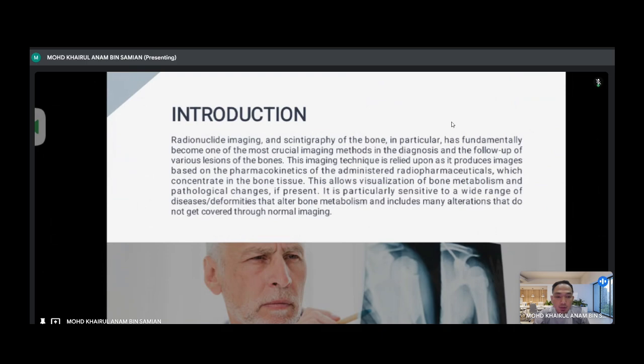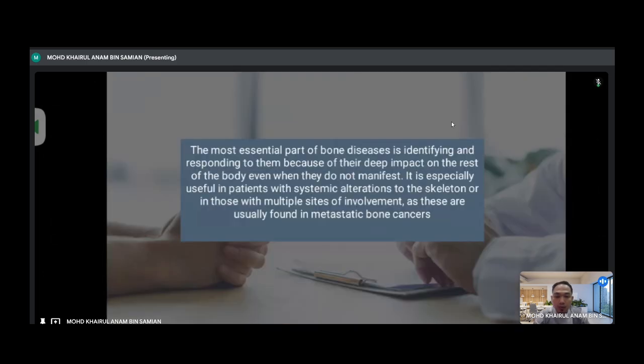It is particularly sensitive to a wide range of diseases or deformities that alter bone metabolism and includes many alterations that do not get covered through normal imaging. The most essential part of bone disease is identifying and responding to them because of their deep impact on the rest of the body, even when they do not manifest. It is especially useful in patients with systemic alterations to the skeleton or in those with multiple sites of involvement, as these are usually found in metastatic bone cancers.